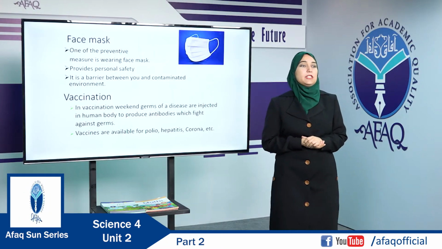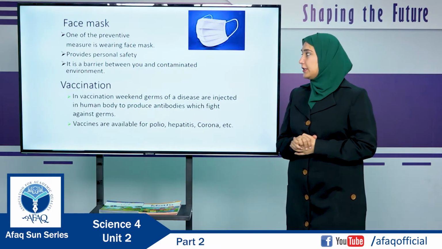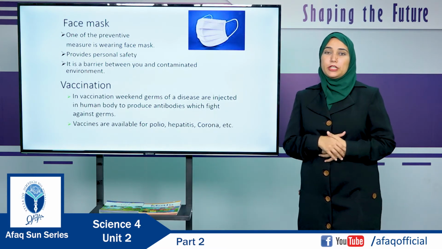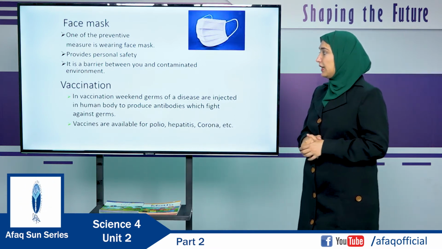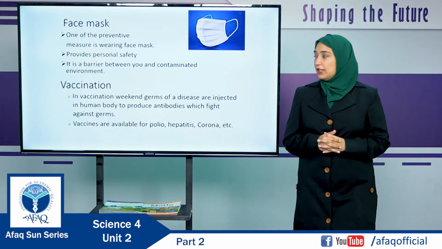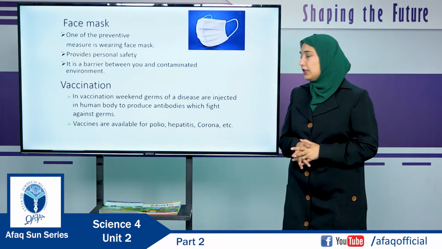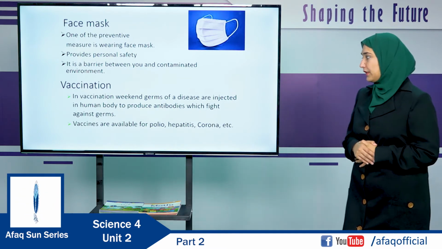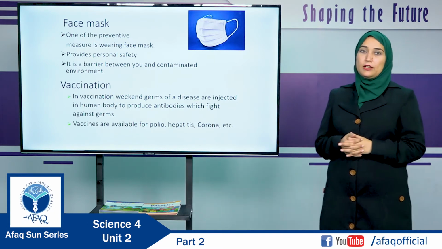Now we will see how face masks prevent you from the disease. One of the preventive measures is wearing a face mask. It provides personal safety. It is a barrier between you and the contaminated environment and protects you from the germs entering into your mouth and nose. Another way of prevention is vaccination. In vaccination, weakened germs of a disease are injected in the human body which produce antibodies, and those antibodies help against the germs. Vaccines are available for different diseases like polio, hepatitis and corona, etc.